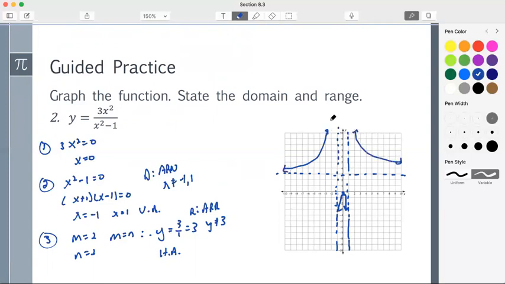So again, remember, you just want to pick points on either side of your vertical asymptote and figure out where it goes. Note the general shape of the hyperbola. It approaches those asymptotes, okay?